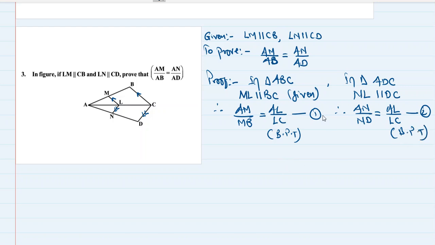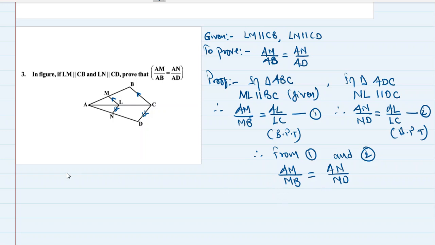Now if you compare equation 1 and 2, both the ratios in equation 1 and 2 are equal to AL upon LC, so we can equate them directly. Therefore, from 1 and 2, AM upon MB is equal to AN upon ND. What we have to prove? AM upon AB is equal to AN upon AD. That we don't have it yet, but we can do that.